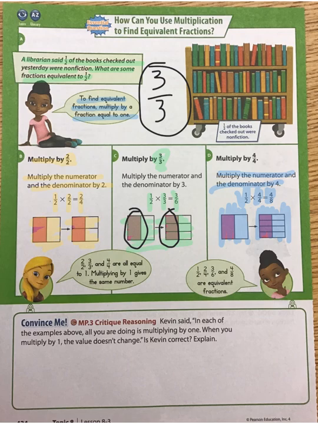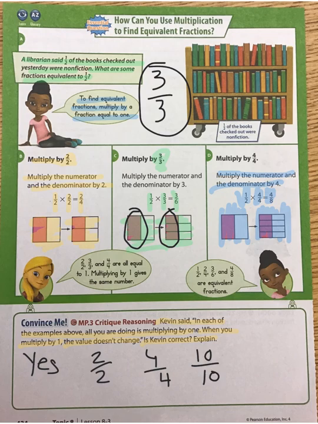Let's look at the convince me. Kevin said in each one of the examples above, all you are doing is multiplying by 1. When you multiply by 1, the value does not change. Is Kevin correct? Explain. Well, yes, Kevin is correct, because anytime you multiply a number by 1, you are always going to get the same number. So whether you are using a fraction such as 2 over 2 or 4 over 4 or 10 over 10, as long as the top number and the bottom number are equal, it is going to be equal to 1.